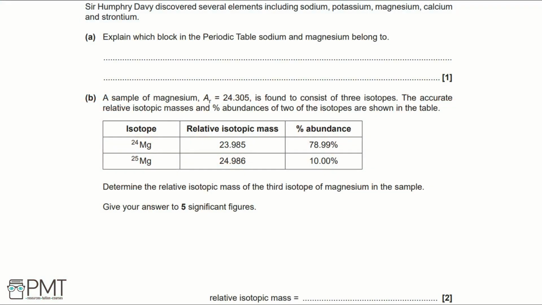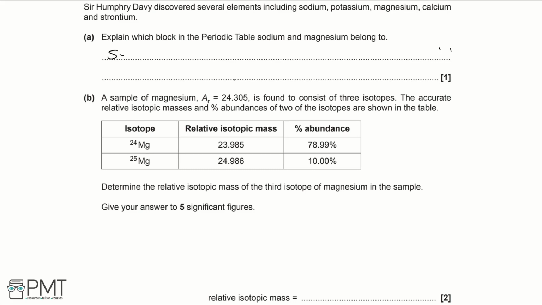Sir Humphry Davy discovered several elements including sodium, potassium, magnesium, calcium and strontium. Part A. Explain which block in the periodic table sodium and magnesium belong to.